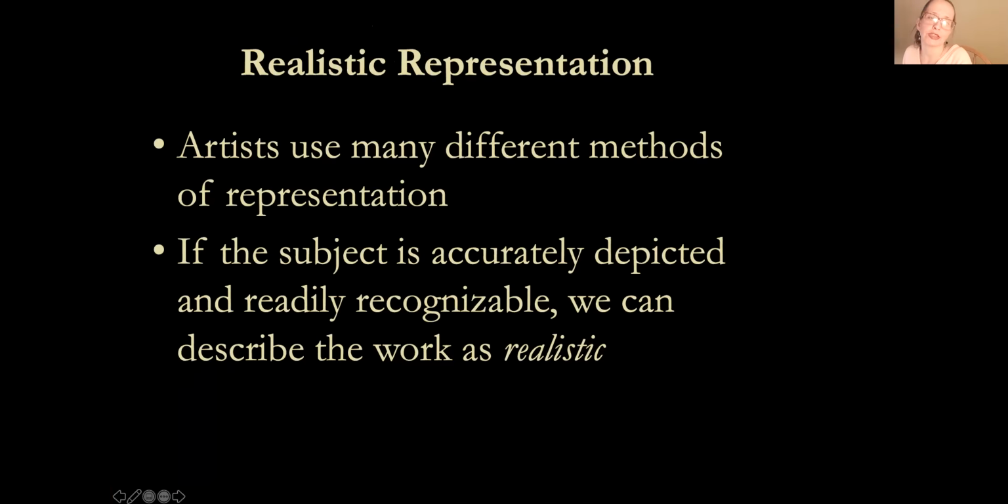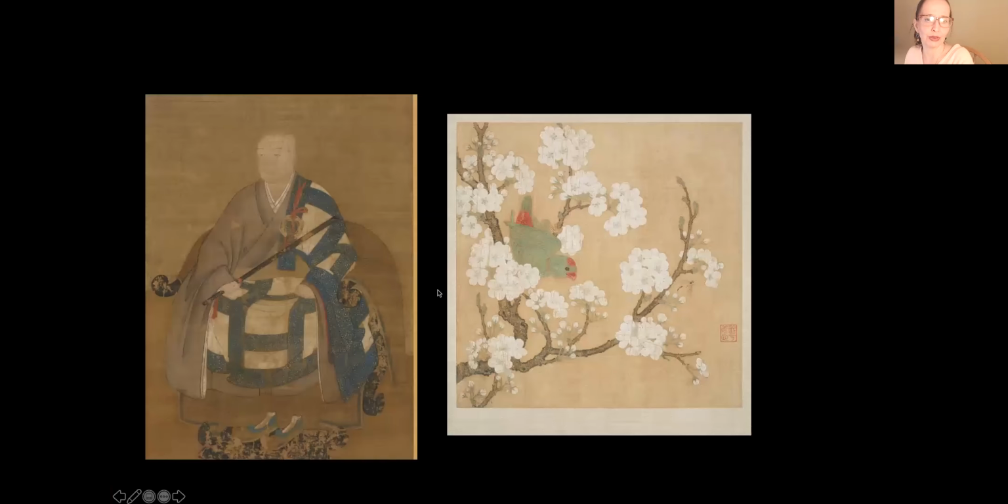Realistic representation. Artists use many different methods of representation. So we just saw an example of realistic. If the subject is accurately depicted and readily recognizable, we call the work realistic. We already talked about that a moment ago, but we'll look again. These are understood to be realistic.